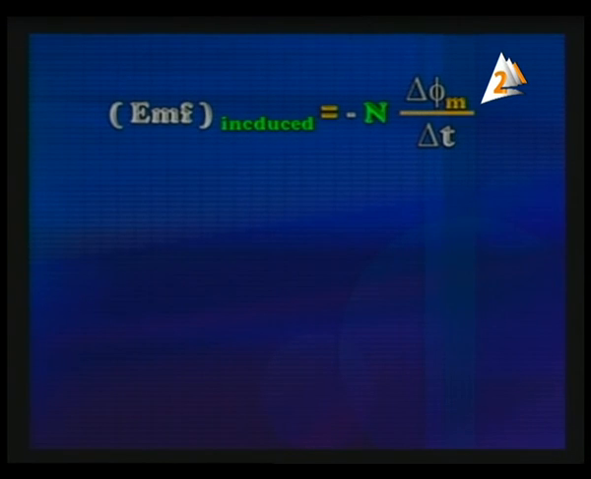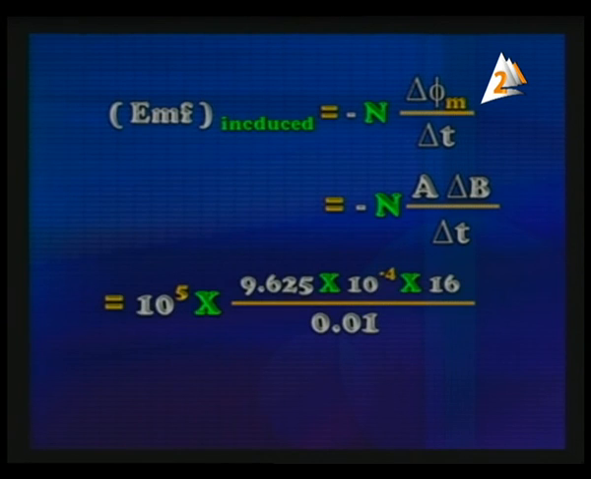EMF induced is given by the expression N Δφ magnetic over Δt. It is equal to N A times the change in magnetic flux density over Δt. So the number of turns is 10 power 5, times 9.625 times 10 power negative 4, times 16 over 0.01. It is 1.54 times 10 to the power of 5 volt.